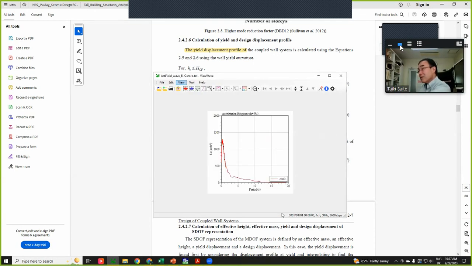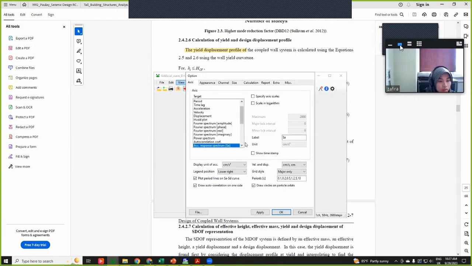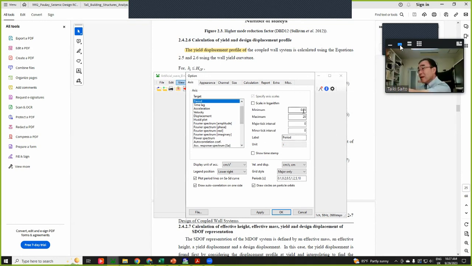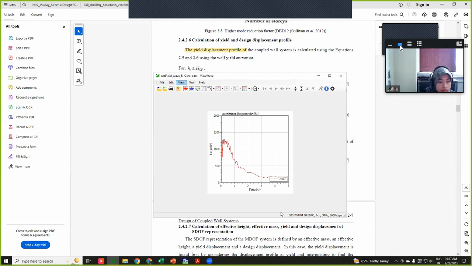Okay. Could you change the horizontal axis to be from 0 to 5? Period. Period. And 0 to 5. This one is okay. And then the second one, next one, the maximum is 5. Yeah. Okay. So this is a spectrum of El Centro.